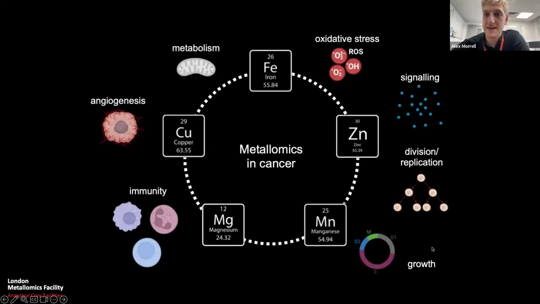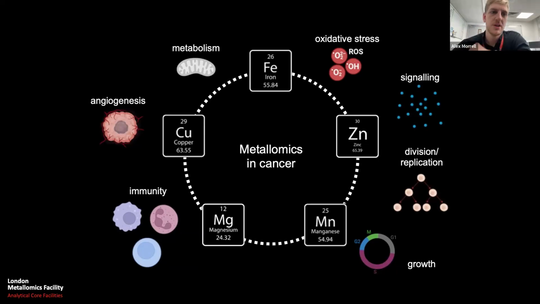Now, why are metals actually important in cancer? I could spend a whole hour talking about this, but very briefly, iron is incredibly important in things like oxidative stress, the production of these pesky molecules called reactive oxygen species, which go around and cause lots of DNA damage and mutation. Things like zinc and magnesium are super important in cell signaling, division, telling cells whether to divide and replicate, and growth through various cell pathways. Magnesium is also incredibly important in immunity, and copper is important in things like the process of angiogenesis, which is the formation of the blood vessels.